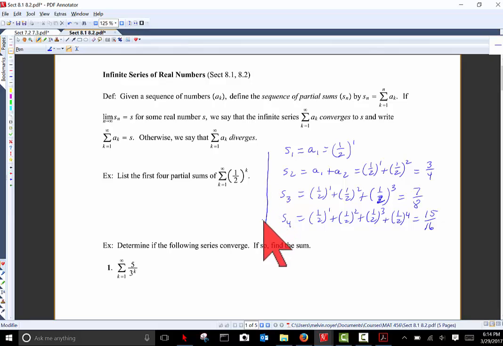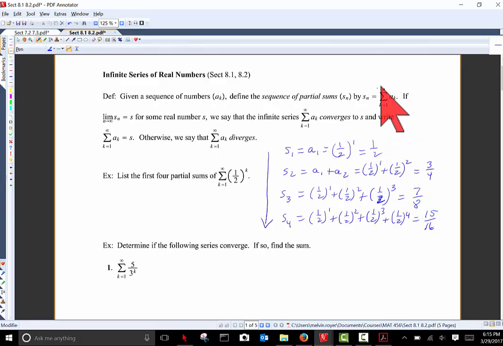And the question is, what happens to this sequence of partial sums? So if I form the sequence of partial sums 1/2, 3/4, 7/8, 15/16, what's going on with that? It's obviously increasing. It looks like it might converge. It looks like it might converge to 1. That's the question here. Does a sequence really converge?